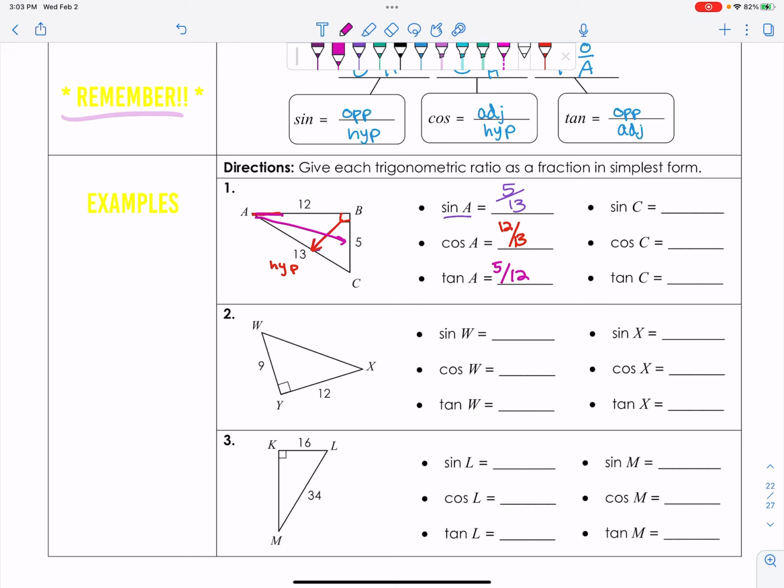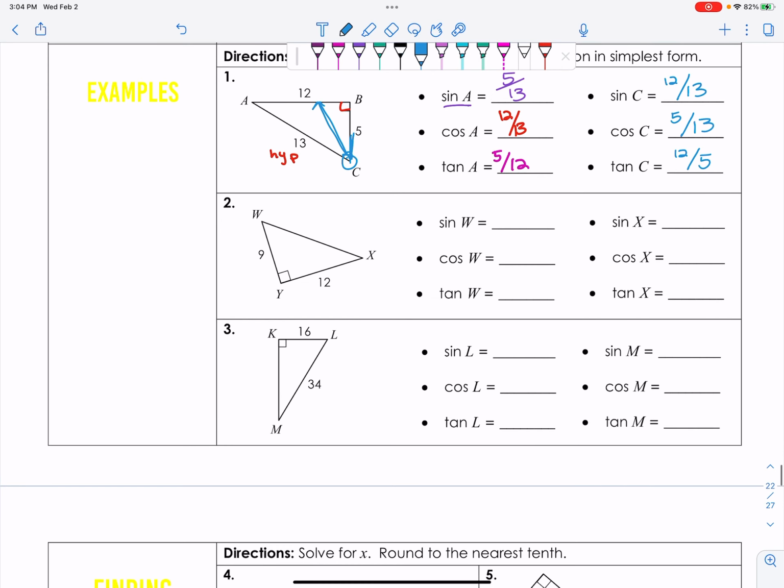Next, we're going to move on to angle C. Once again, our hypotenuse is still the 13. That doesn't change. If I'm looking at angle C, sine is opposite, which is going to be 12 over my hypotenuse, which is 13. My cosine of angle C, so my adjacent side, is going to be 5 over my hypotenuse, which is 13. And lastly, my tangent is opposite, which is 12, over my adjacent, which is 5. And yes, I would prefer if you leave that in improper fraction. We don't want to change it into a mixed number.